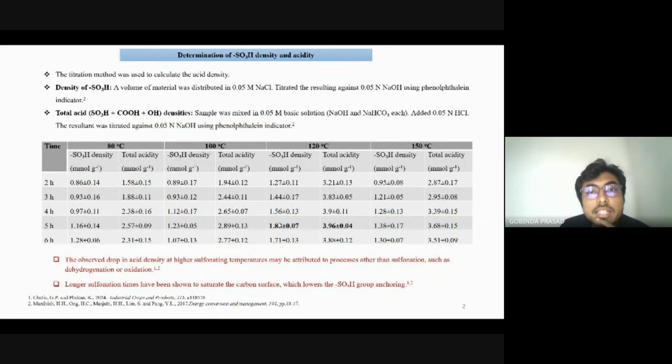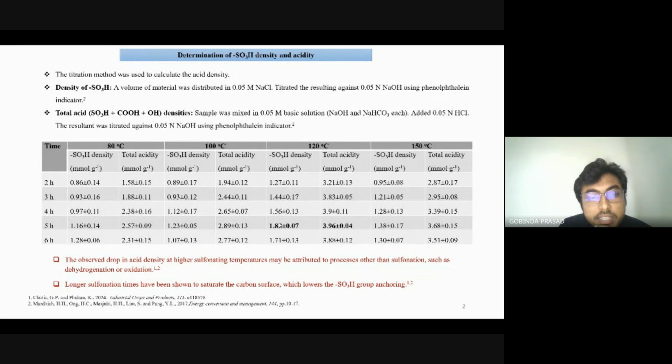We determined the sulfonic acid density and total acidity of the derived acid catalyst. The density of the sulfonic acid and total acid was determined using the titration method. We found that as the reaction temperature increased, the acidity of the catalyst increased.